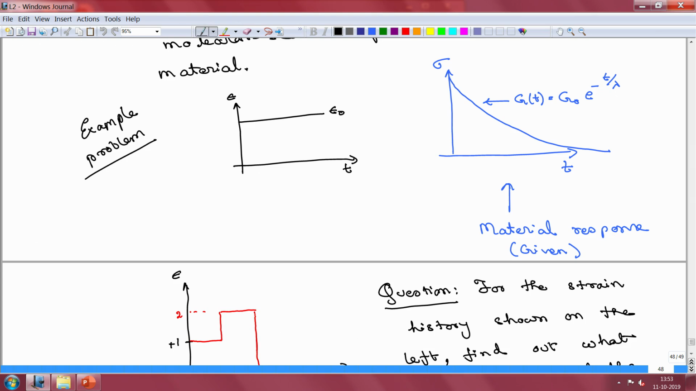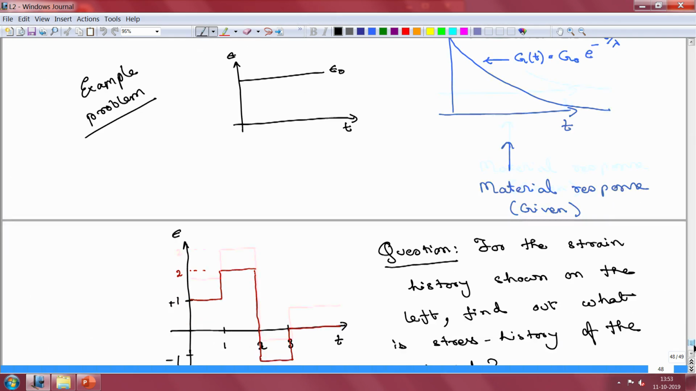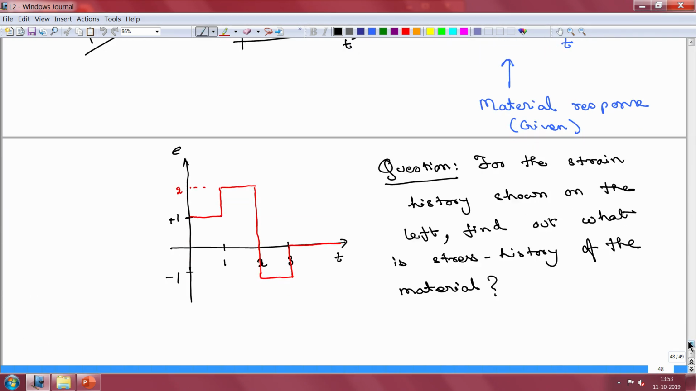So, the material response in the form of the stress relaxation function is given as G(t) = G naught e to the power minus t by lambda. So, this is the data that you already have, and then the question was asked that if I have a strain history which looks like what I have drawn on the left hand side, then for this strain history shown on this diagram, what is the stress? So, for the strain history, what is the relevant stress history of the material? So, we want to solve this particular problem.